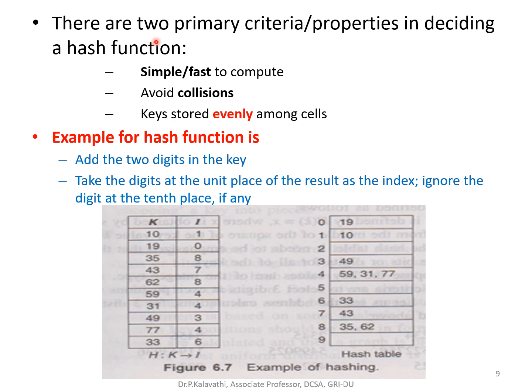There are two primary criteria or properties in deciding a hash function. The hash function should be simple and fast to compute. It should avoid collisions. The keys are to be stored evenly among the cells. Now let us take one simple hash function. We can take any hash function, but it should satisfy the above criteria.